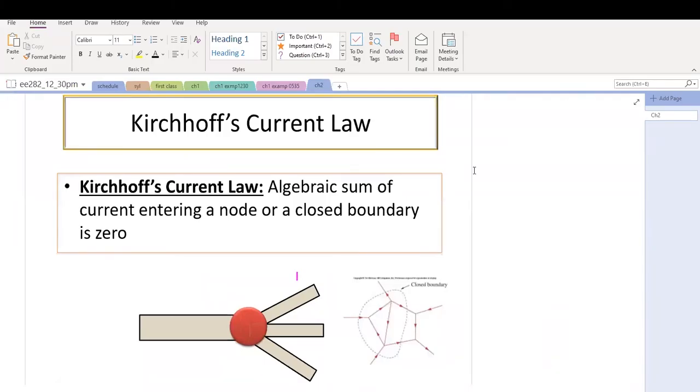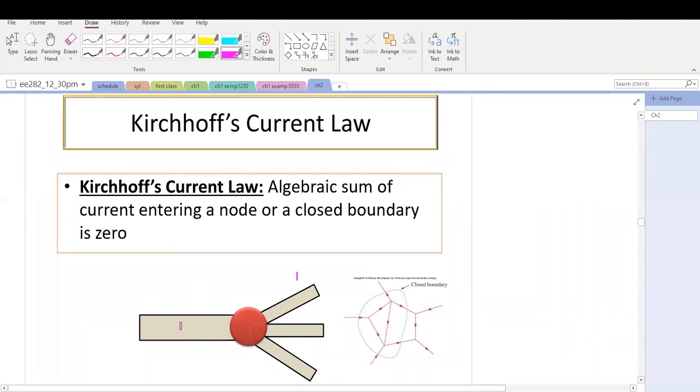Kirchhoff current law, KCL. KCL states that the algebraic sum of all currents entering a node or a closed boundary is 0. We talk about a node here. If all currents flow into this node, we sum them up algebraically, the sum will be 0.